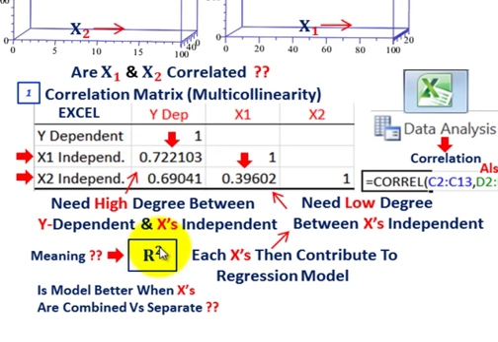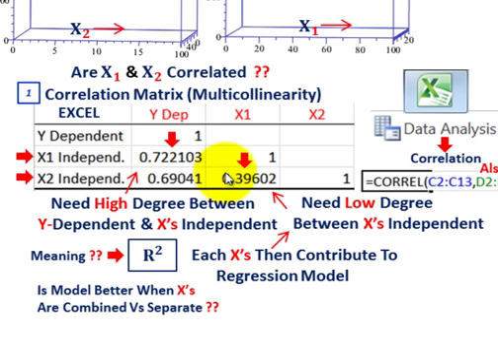is really meaningless. But what we're looking at is each of the x's, when they contribute to the regression model, if you have a low degree of correlation. So each of your different x1 and x2 in this case are going to contribute to your regression model if you have a low degree of correlation. You want that low degree of correlation.